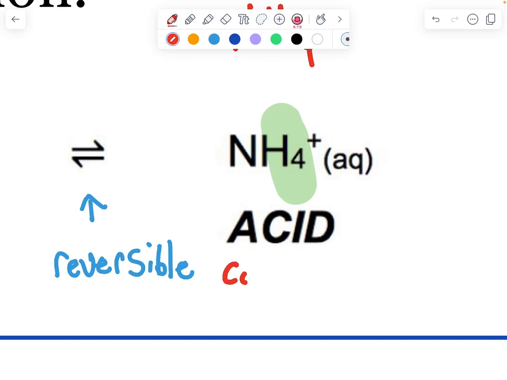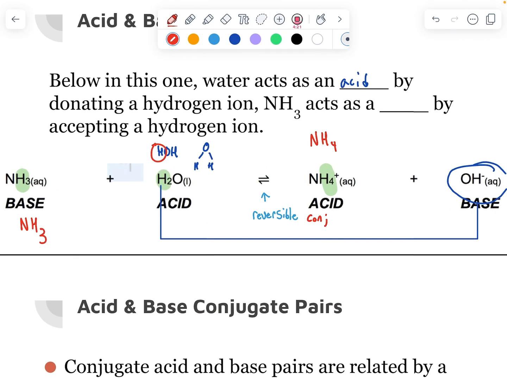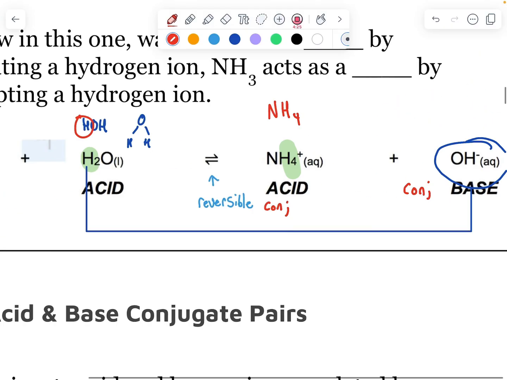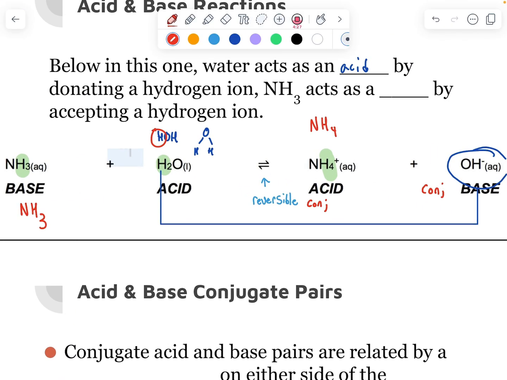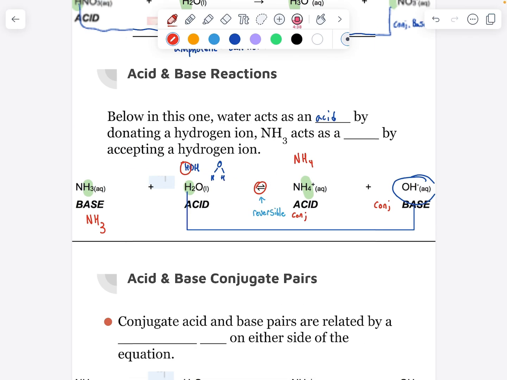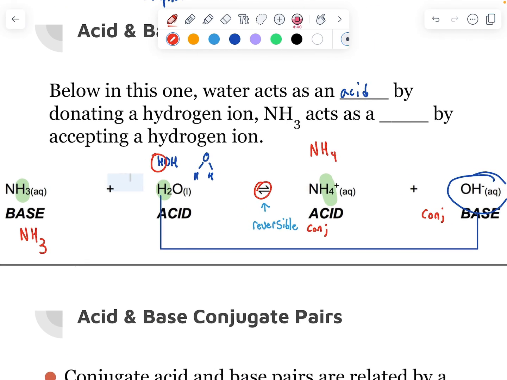and this would be our conjugate acid, and this would be our conjugate base. Remember, the acid and conjugate base go together, and our base and conjugate acid go together. So that's how we can see, and this is a reversible arrow, so that means it's going to go back and forth because this is a weak base and a weak acid. Water isn't a strong acid or a base.